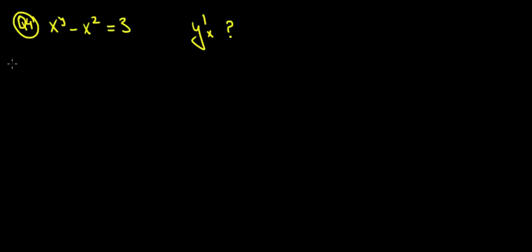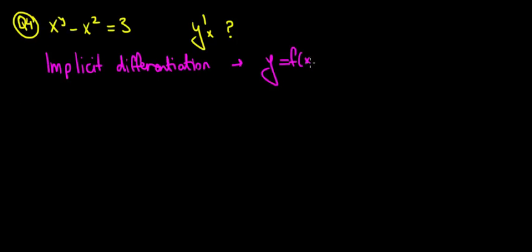Let's go through question 4 now, and we can see that we have here an equation with both variables x and y, and we want to find out the derivative of y with respect to x. So the idea here is that y is implied in x. That's why we call this method implicit differentiation. In other words, y is a function of x. So we got here that y is a function of x.